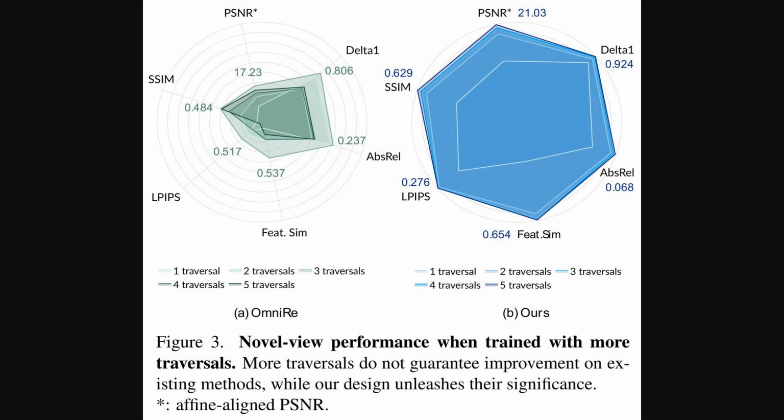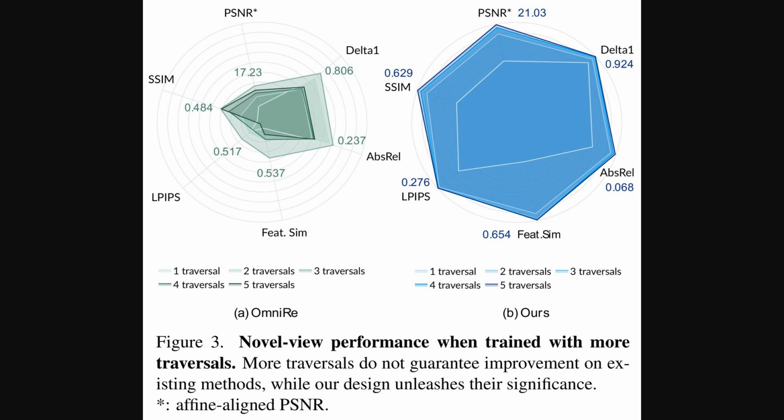Alright, building on that understanding of the MTGS architecture, the paper now directly compares its performance against another method called OmniRe, specifically looking at how well they generate novel views when trained with an increasing number of traversals. The results are shown using radar charts.